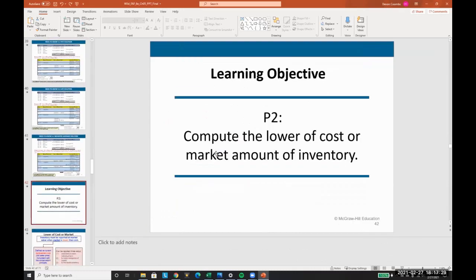You need to know how to do it for this class. You need to know how to do it for the specific identification method, LIFO, FIFO, and weighted average. I'm going to give you questions for all of them on your midterm.